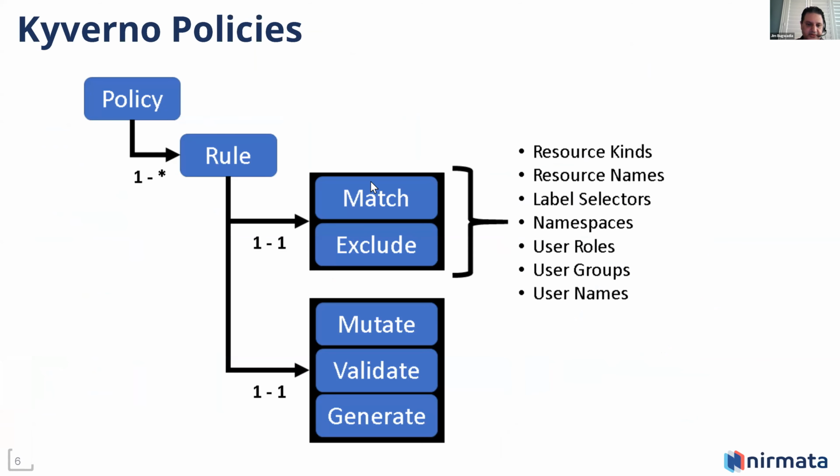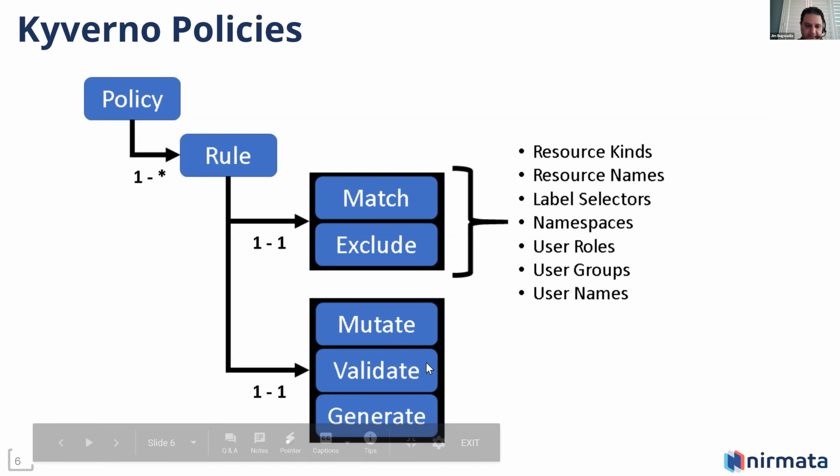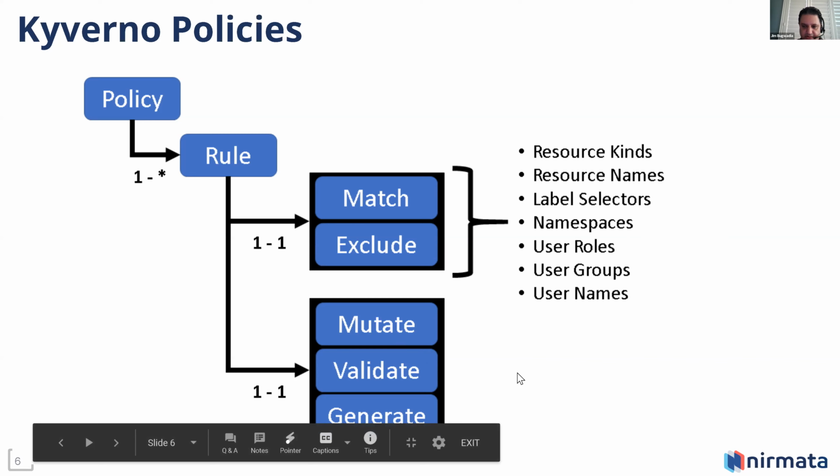You have policies with rules, and you have match and exclude blocks. You can match and exclude based on kinds, names, selectors, label selectors, namespaces, and we've also added user roles and groups. So you can control in a fairly fine-grained manner what type of resources you want to match the policy on or exclude. And then each rule will have either a mutate, a validate, or a generate construct.